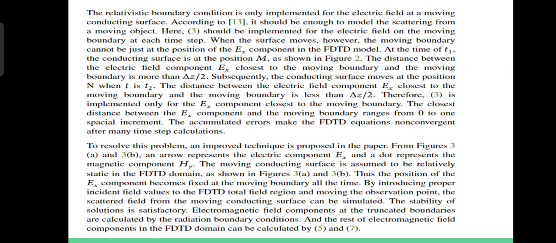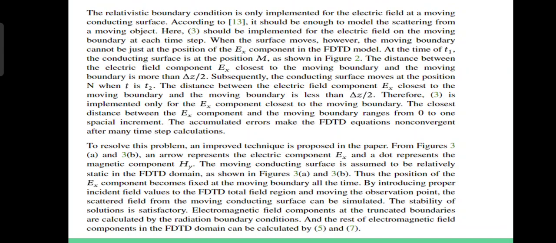The accumulated errors may make the FDTD equations non-convergent after many time step calculations. To resolve this problem, an improved technique is proposed in the paper. In figures 3a and 3b, the arrow represents the electric component Ex and the dot represents the magnetic component Hy.